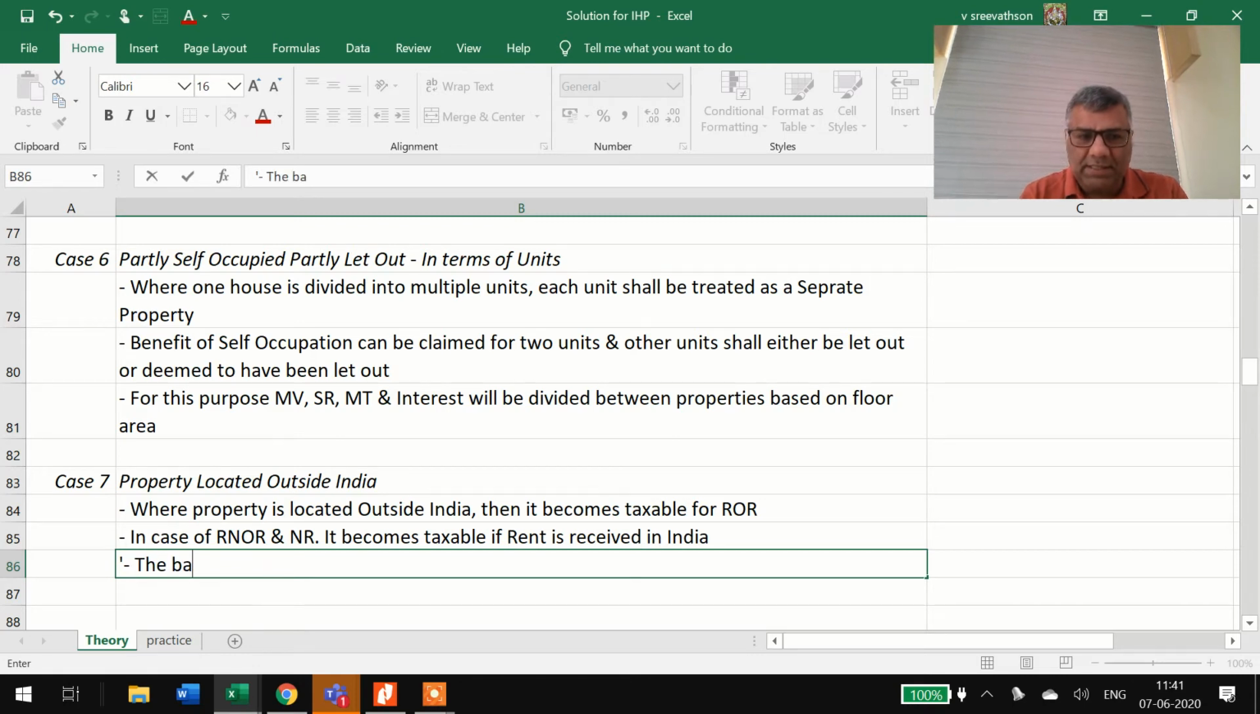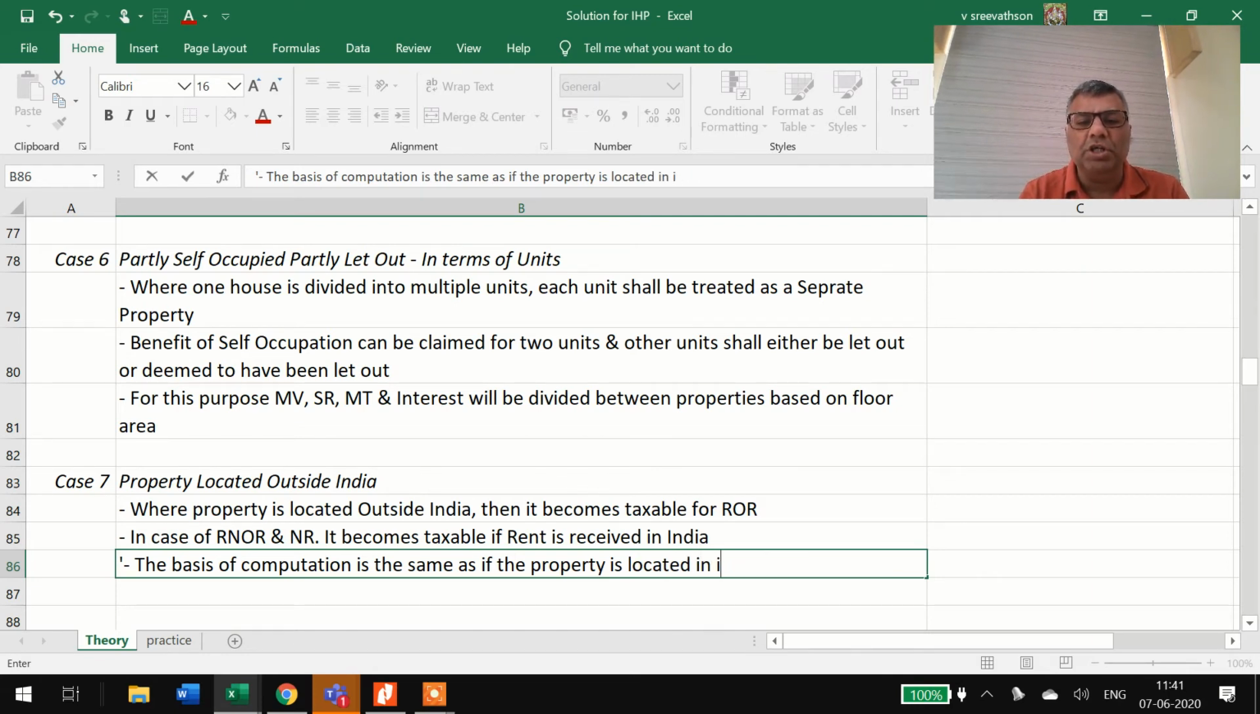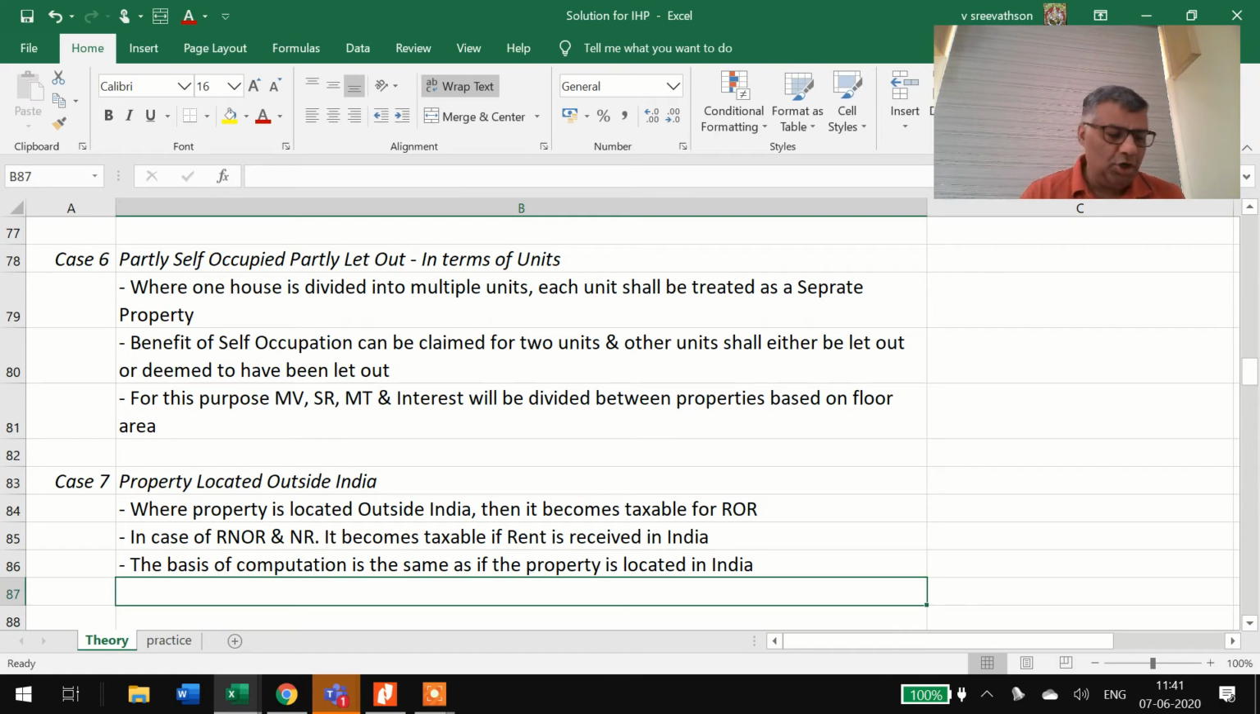The basis of computation is the same as if the property is located in India, my dear friends.